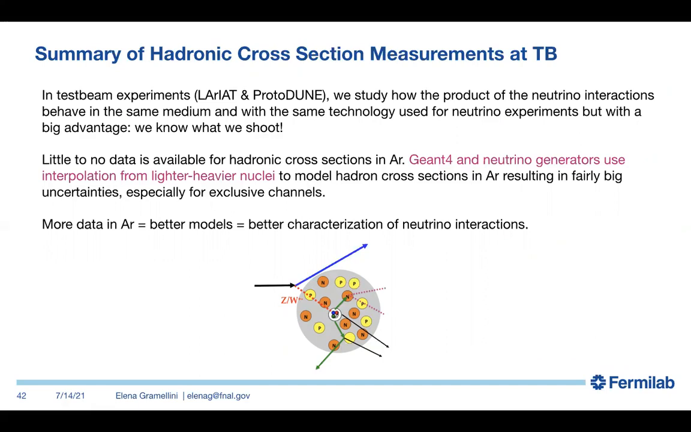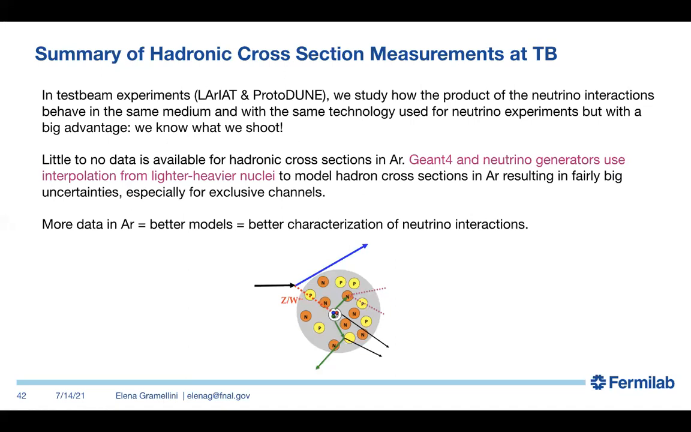But we have a big advantage because we know what we shoot. We're not tied to our nuclear model to know what comes out of the neutrino interaction. There's little to no data available for hadronic cross-section in argon, and so this is why we're doing this experiment to begin with, in order to minimize the uncertainties that are associated with the interaction model in argon.